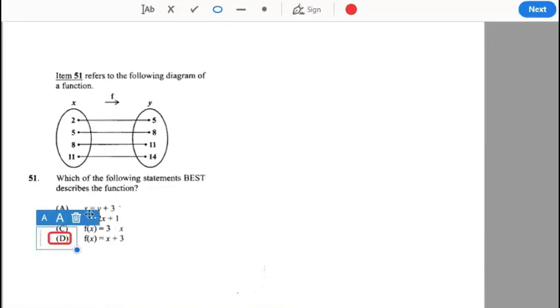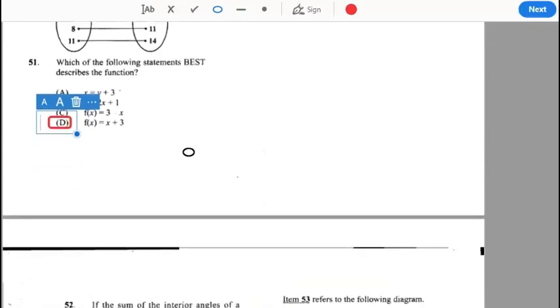So just find out what the relationship is. If you don't know, you can go through the answers and work out which one will provide you with the same relationship that is expressed in the diagram.